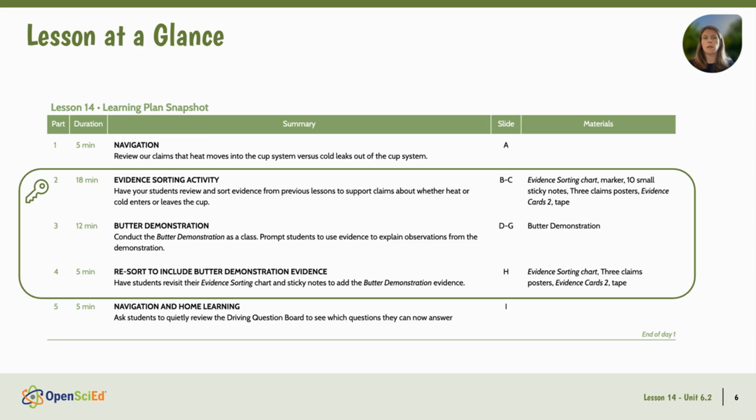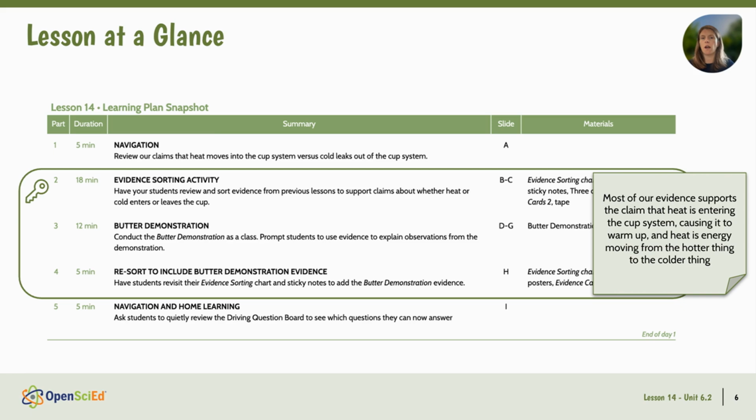So in this sense-making loop, we start by going back to the claims chart. We have new evidence that we can use to support either if heat is entering the system or if cold is leaving the system when a cold drink warms up. So we sort that new evidence. And then we might gather even more evidence in the butter demonstration if we feel like we don't have enough evidence to support either of the claims yet.